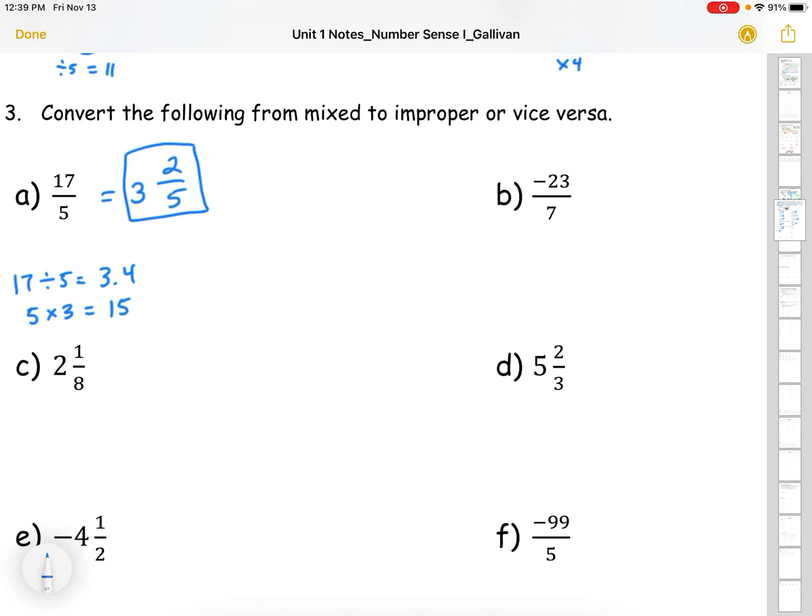Negative 23 over 7. So just go 23 divided by 7. And I get 3.28. So 3 times 7 is 21. So that means I'm going to have 3 here, and 23 minus 21 is 2, but don't forget that negative sign. So just put the negative sign in afterwards, okay? The negative would go in front of the whole number, okay?